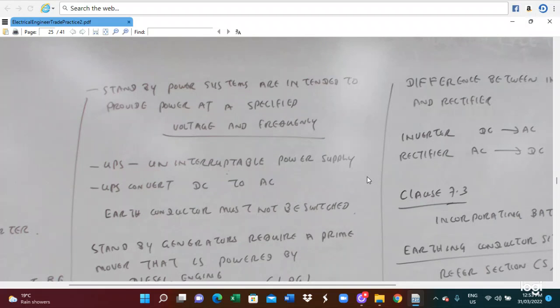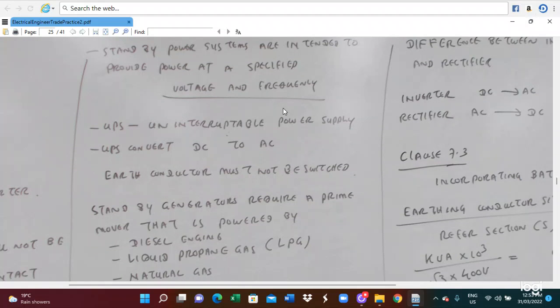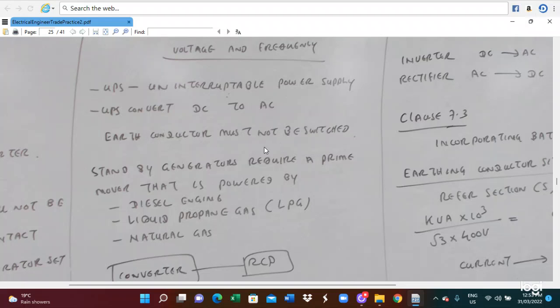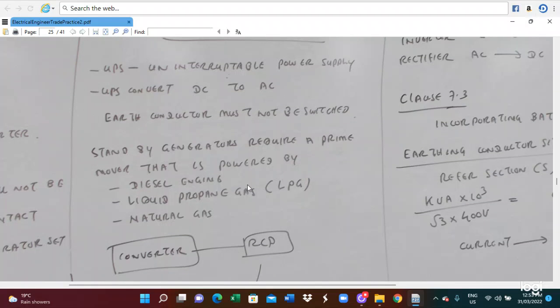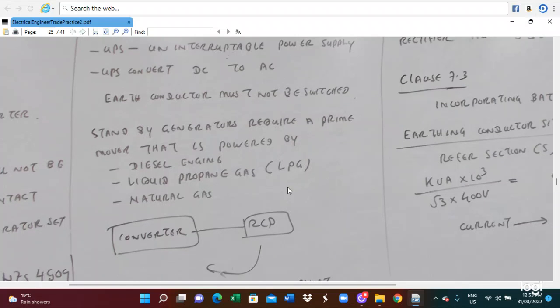In this case, we also have to utilize the standby generator. Standby power systems are intended to provide power at the specified voltage and frequency. The standby generator must provide power at the appropriate voltage and frequency. UPS is an uninterruptible power supply. A UPS converts DC to AC, and the earthing conductor must not be switched. A standby generator requires a prime mover, which is powered by a diesel engine, LPG or natural gas.